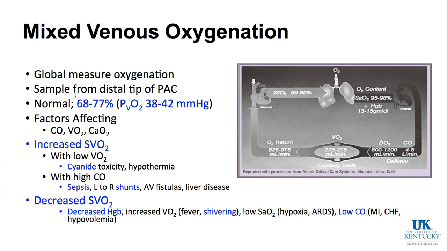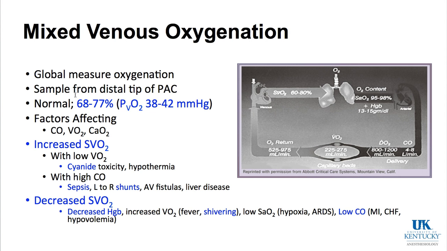If you had a high cardiac output, sepsis is a case of that, where you have a high cardiac output, and you also can have shunting, where blood bypasses tissues, and so the oxygen's not used, it goes back into the venous system and raises the mixed venous oxygen levels. AV fistulas, left to right shunts, severe liver disease, all examples of causes of increasing SvO2 with a high cardiac output. Now, what about decreasing SvO2?